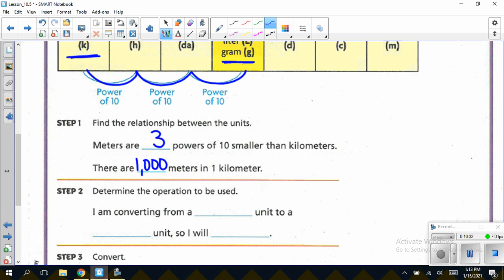So now I have to determine my operation that's being used. Well, because I said I'm going from small to large, I am going "fly to horse." I am going to divide. I'm converting from a smaller unit to a larger unit. So I will divide, of course.